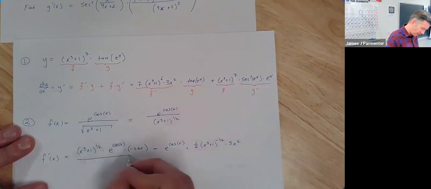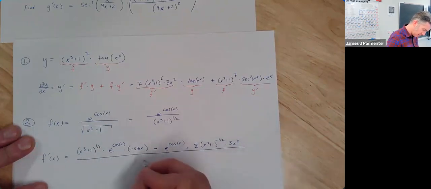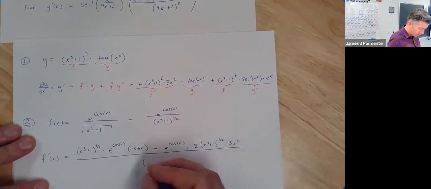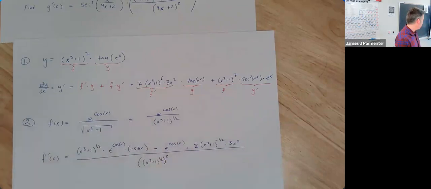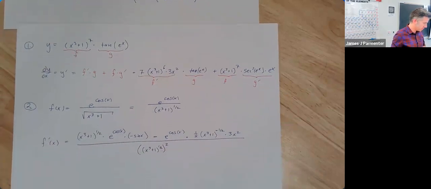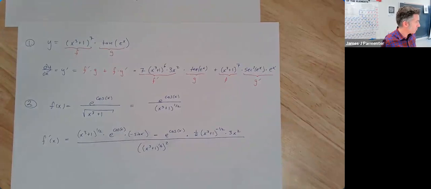Then all of that's divided by, we could just write x cubed plus 1, but I'm going to write x cubed plus 1 to the 1/2 squared, even though that would simplify as just x cubed plus 1, just so we can really see what's happening there.